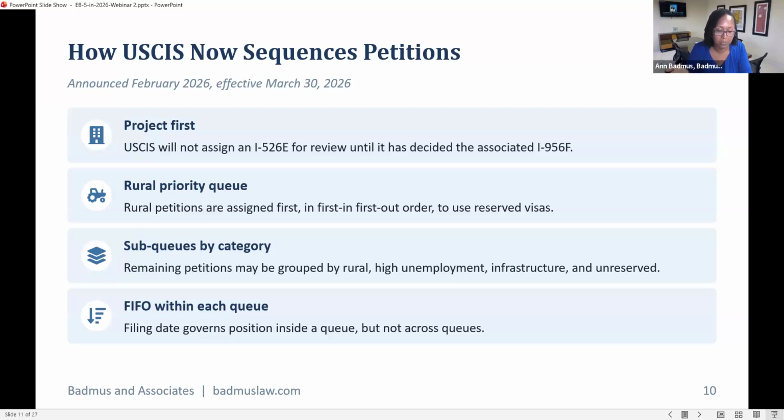So here's what you should know. Basically what comes from this is an older filing date no longer guarantees an earlier review. So you may have people getting their EB-5 petitions approved earlier than those who came in later. And it's because of this particular sequence that the government is using.